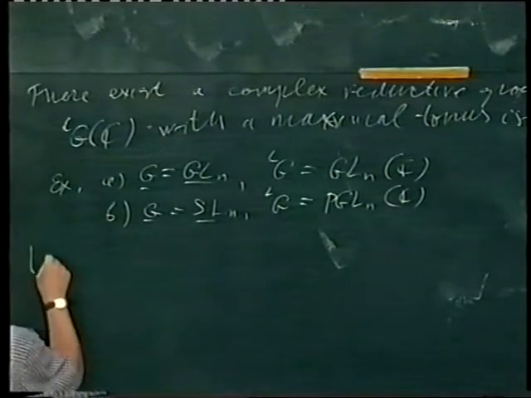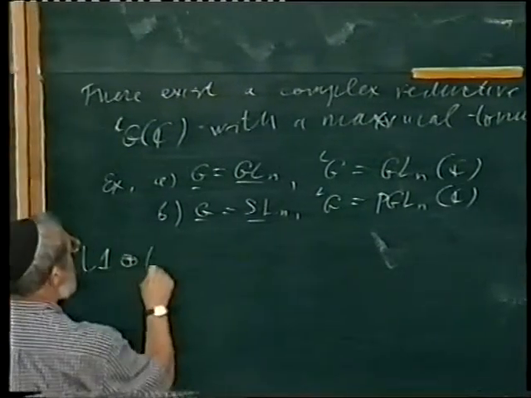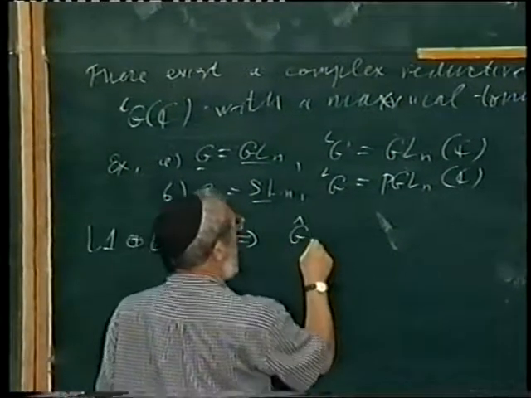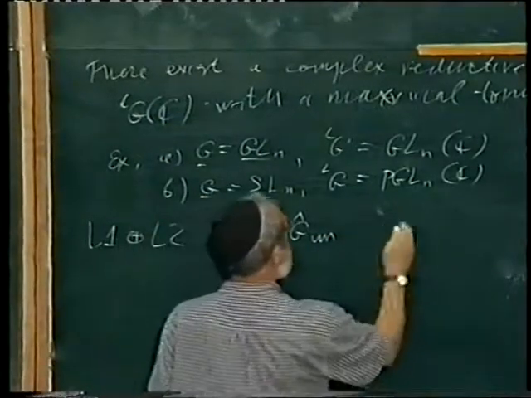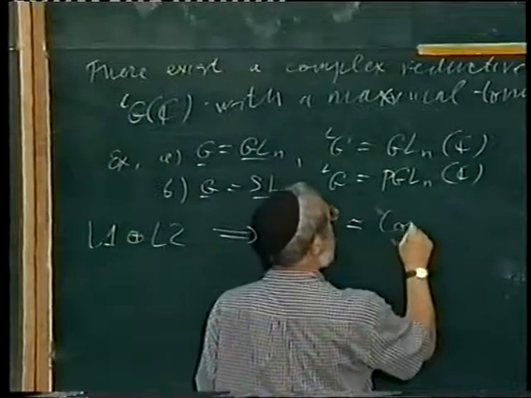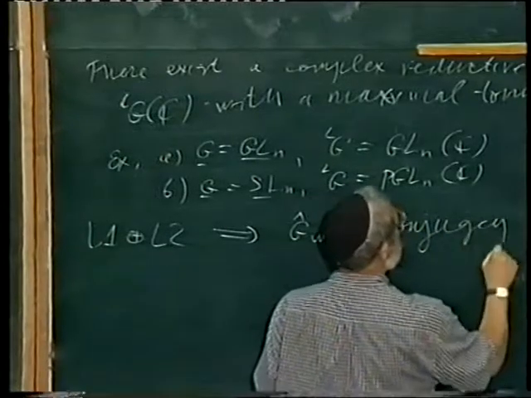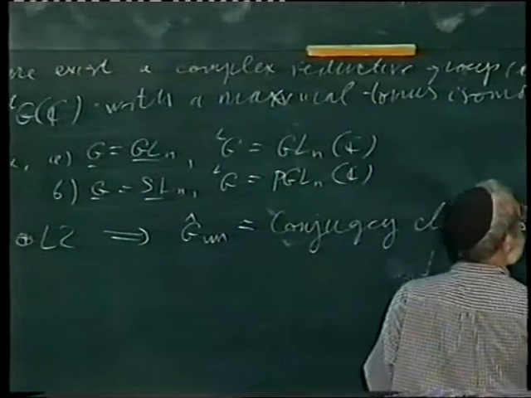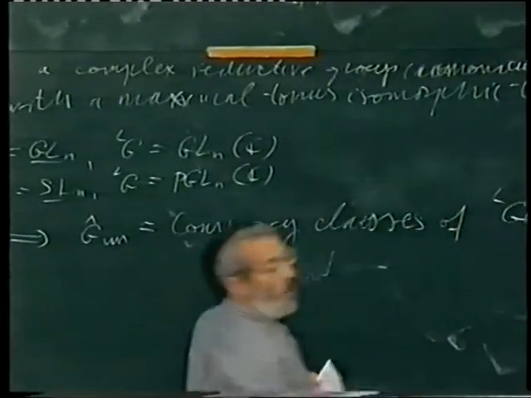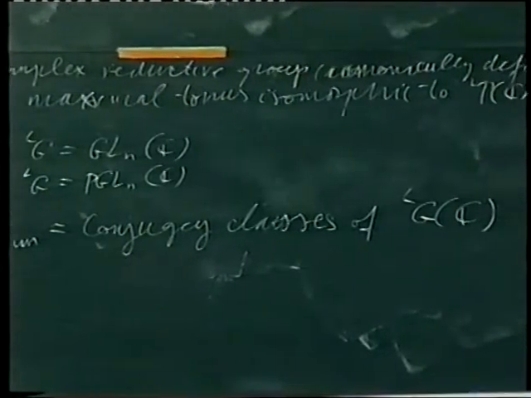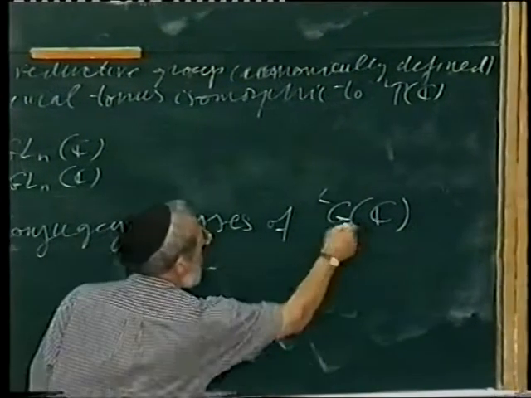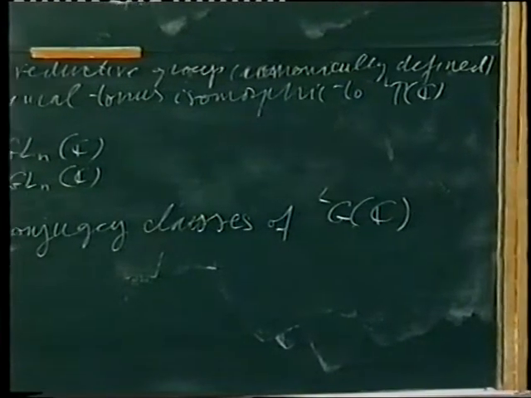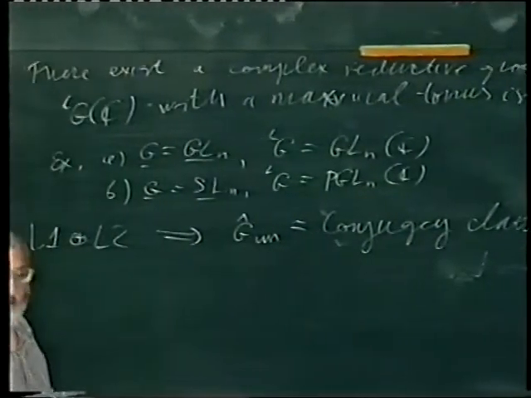Lemma 1 plus lemma 2 imply G unramified is the same as conjugacy classes of G L C. Once more, I ignore the existence of unipotent classes. As always, I don't go into the discussion. But this is exactly immediate. So we have now such a parametrization of unipotent classes.